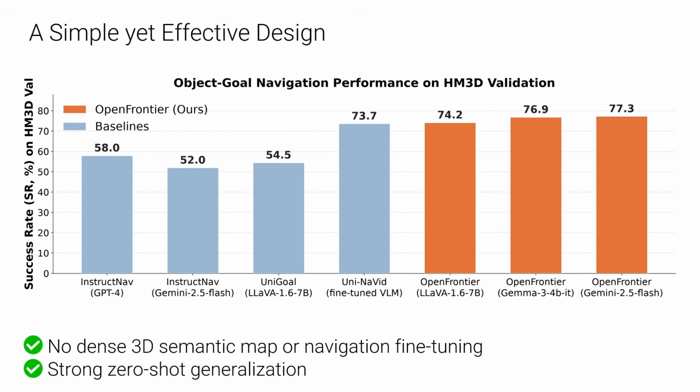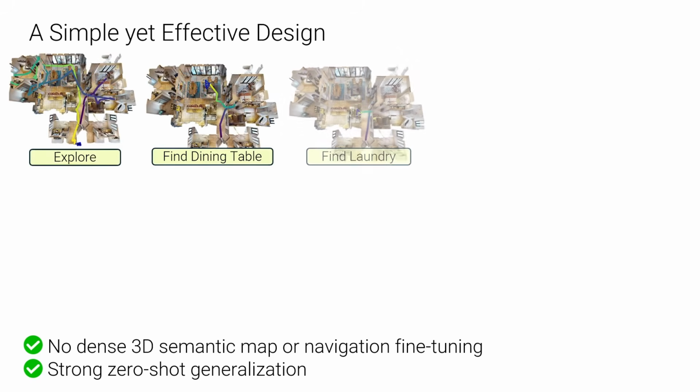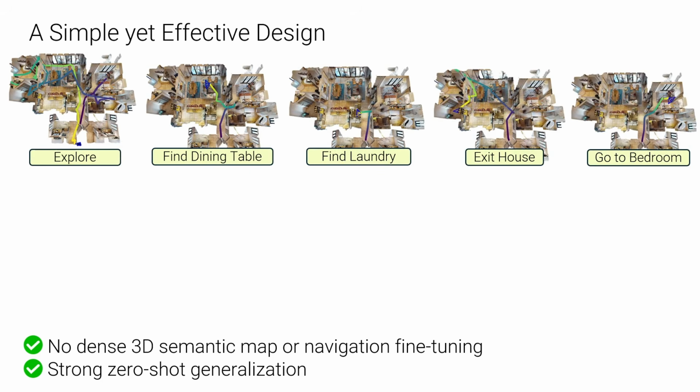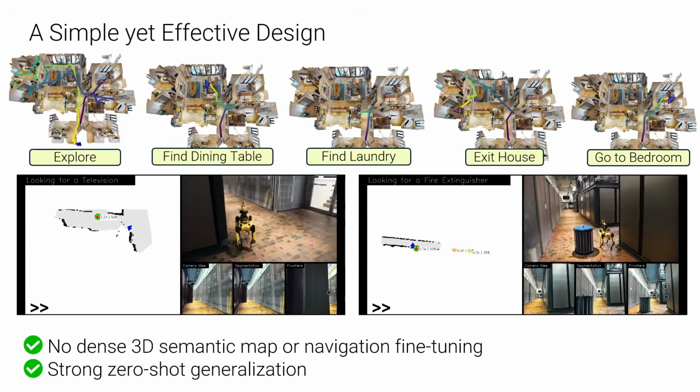This simple design is highly effective. On the ObjectNav task, OpenFrontier shows competitive performance against dense mapping baselines and fine-tuned models, without relying on either. It also stays stable across different off-the-shelf VLMs. It can handle more diverse and open-ended instructions as well. And we also deploy OpenFrontier on a real robot.